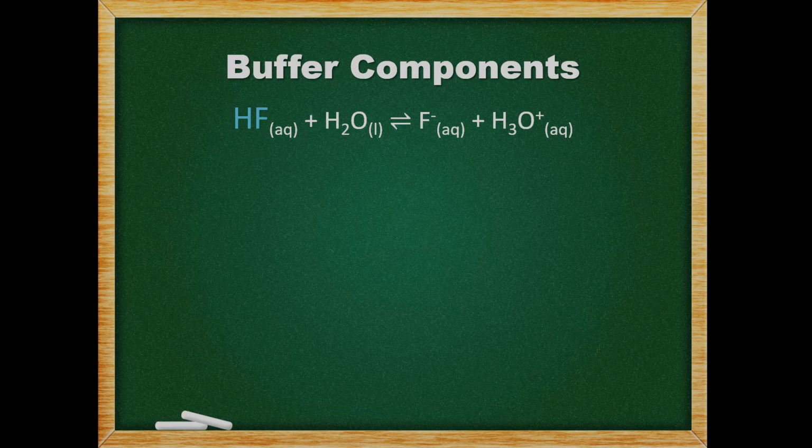The issue can be fixed by adding a soluble salt of the fluoride anion so that we have more of the conjugate base. Le Chatelier's principle states that the equilibrium will now shift left and further suppress the minimal ionization of the weak acid. This is an example of the common ion effect.